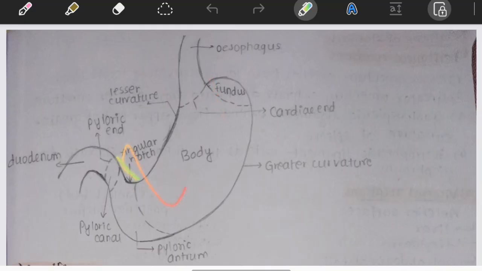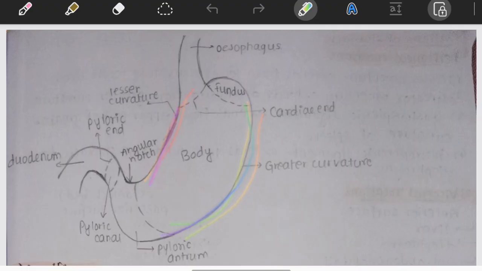This is the pyloric end, which opens into the duodenum, and so the entire stomach can be imagined as a controlled chamber. Entry by the cardiac and exit by the pyloric canal. Two curvatures, that are the lesser curvature and the greater curvature. Lesser is the concave and forms the right border of the stomach.